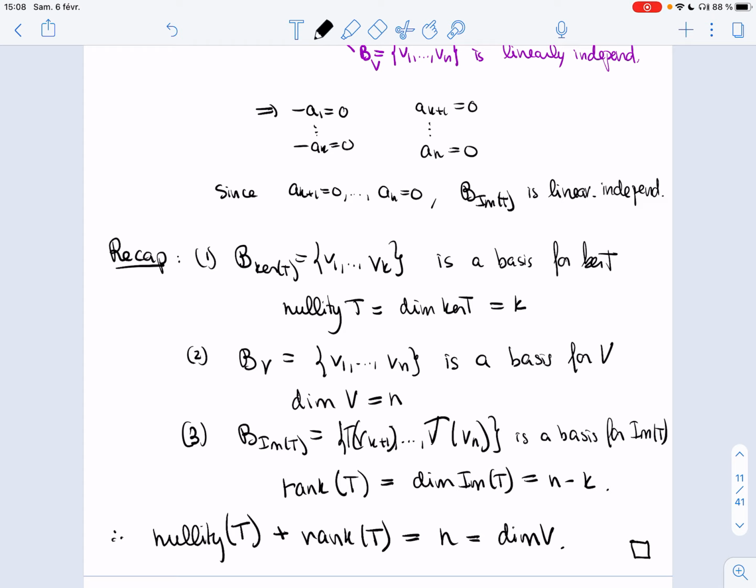This is an important theorem. It was a nice proof. It's a bit of a long proof, but it's nice because we actually are building a basis and we're using what we've proved before. We're using that we can build up a basis from a basis of a smaller subspace.